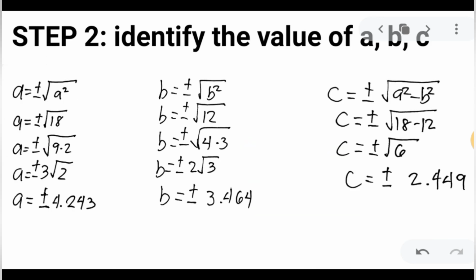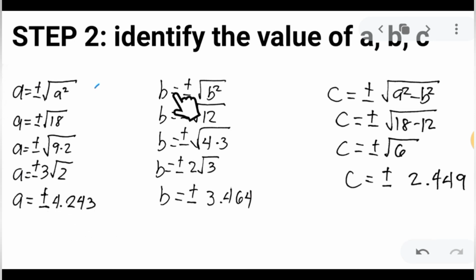For step 2, we have to identify the value of a, b, and c. To find the value of a, that is the square root of a squared, which is the square root of 18, and then you have to factor that in such a way that you will be able to extract the square root of the other factor. Here, 9 times 2, so we can extract the square root of 9, that is 3. Take that out of the radical sign, and then 3 square root of 2 is 4.243.